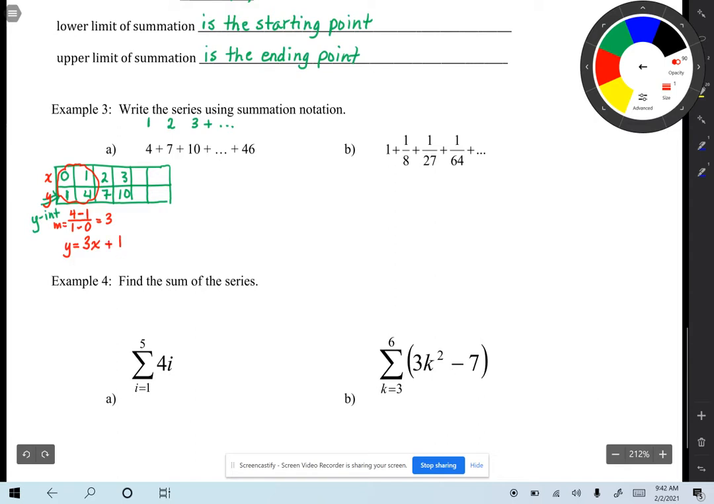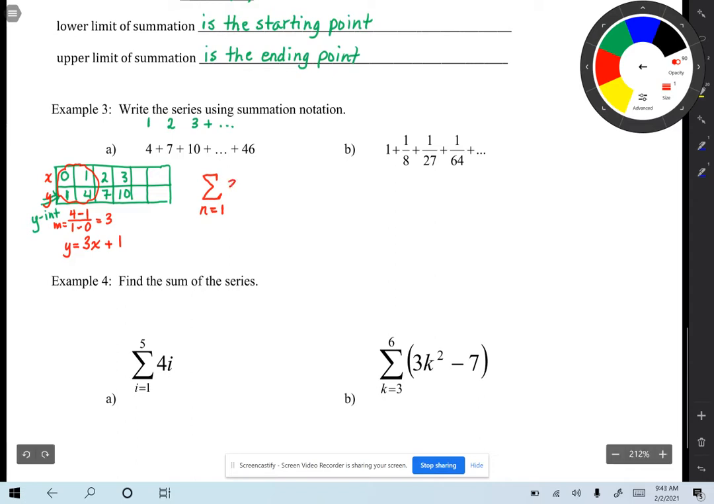And now we're just going to use summation notation. We always start our series or sequence with 1. You can use whatever letter you want. We can use n, so I'll use n, 1 to where will give you an ending term of 46.